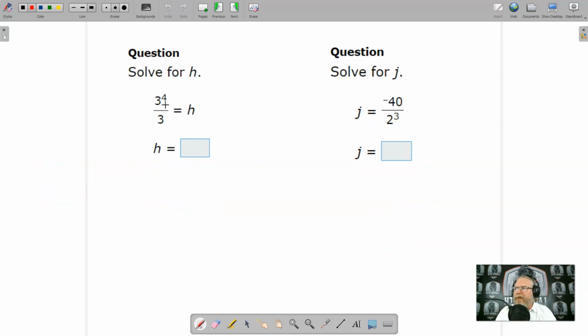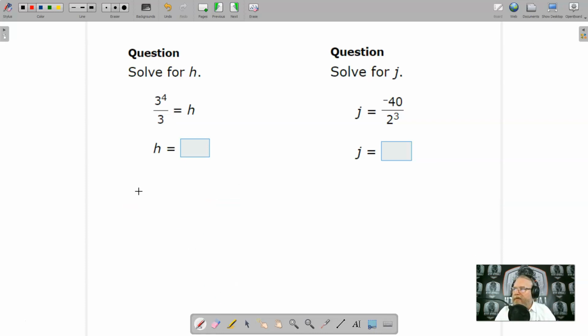Solve for H. 3 to the 4th over 3. Now, there's a rule of exponents that I'm wanting to cheat at here, and I realize that this is 3 to the 1st, and I know that that means this is equal to 3 to the power of 4 minus 1, which is equal to 3 to the 3rd, which is going to equal 27. But this lesson's not about the properties of exponents, so pretend I didn't say that, but it's true.